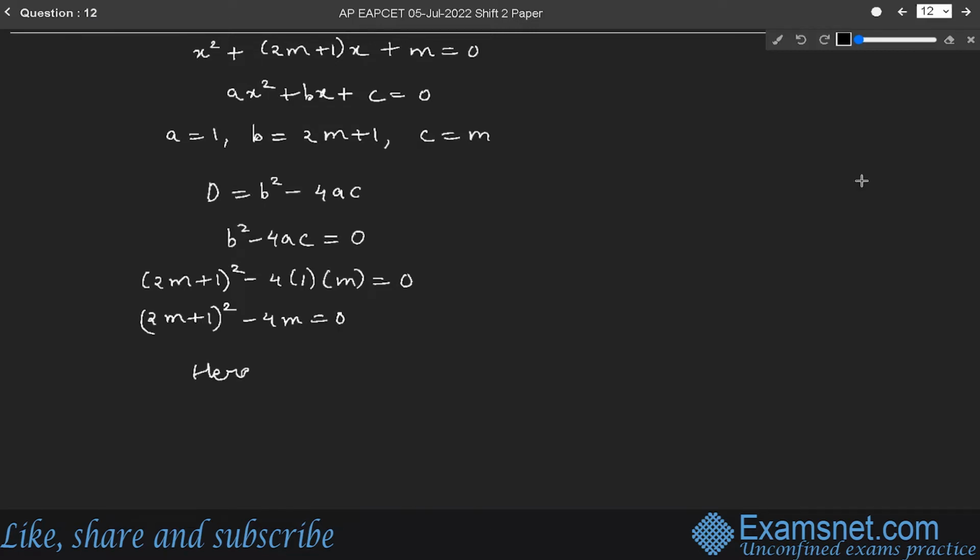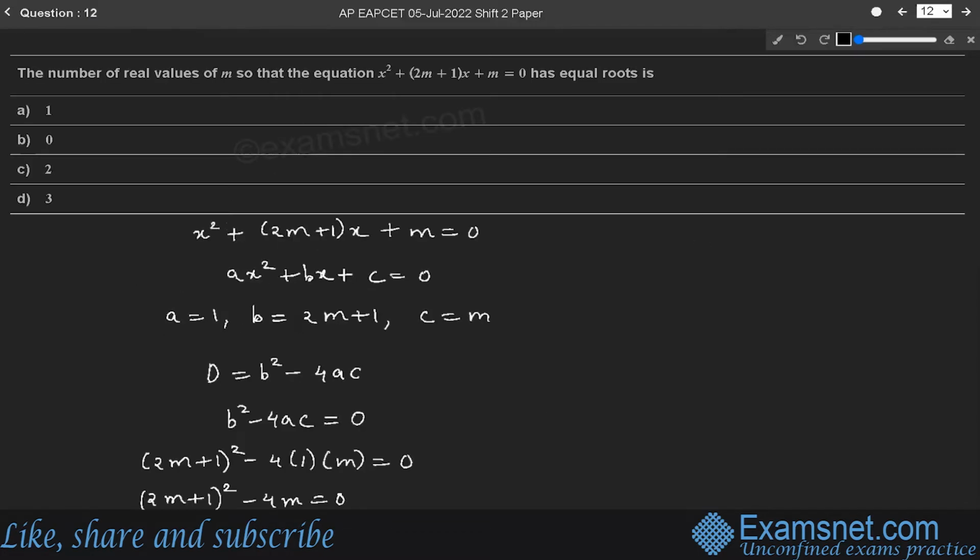Here, minus 4m will be equal to 0. So m will be equal to 0 upon minus 4. Therefore, we can say that m will be equal to 0. So the value of m here is 0. Therefore, we can say that the correct option is option number B here.